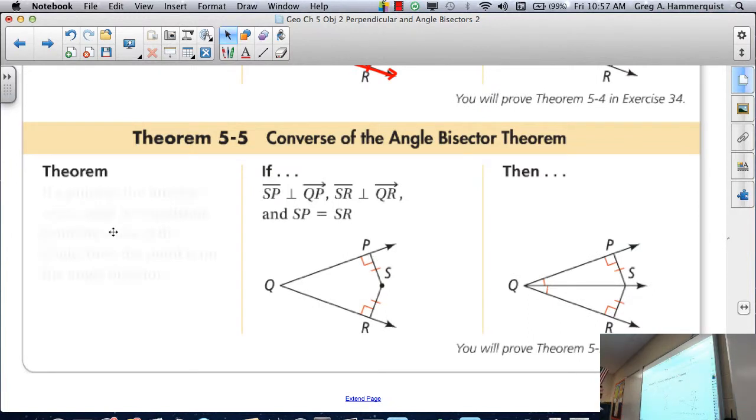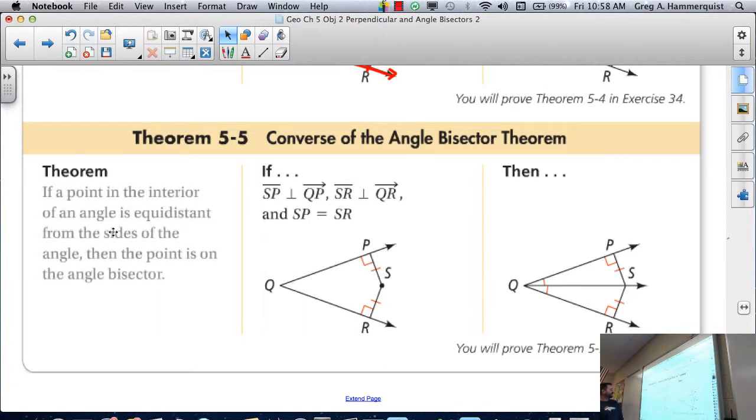Now, the converse of this theorem. Converse tells us this. Again, we just switch the if and then. If a point on the interior of an angle, it's on the inside, is equidistant from the sides of the angle, meaning it has the same distance, then the point is on the angle bisector.